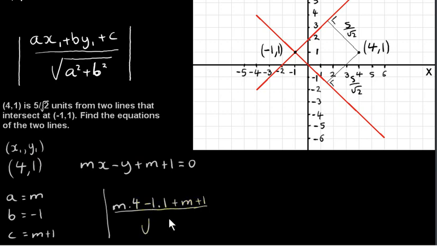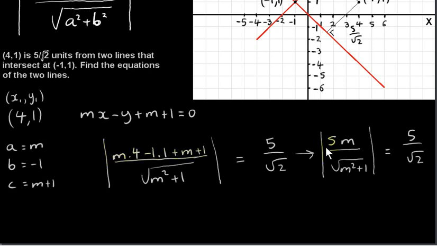And this is divided by root a squared plus b squared. So we have root m squared and we have minus 1 squared. Well, that's just 1. And this must equal 5 over root 2. So we just have to work back to find m. We will actually find that there are two values for m, because there are two possible lines that satisfy the conditions here.